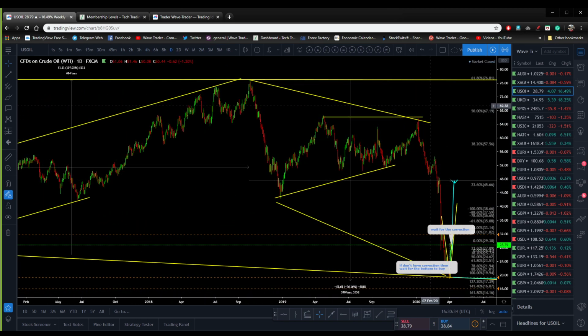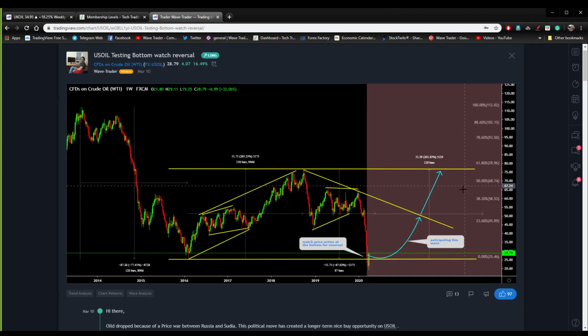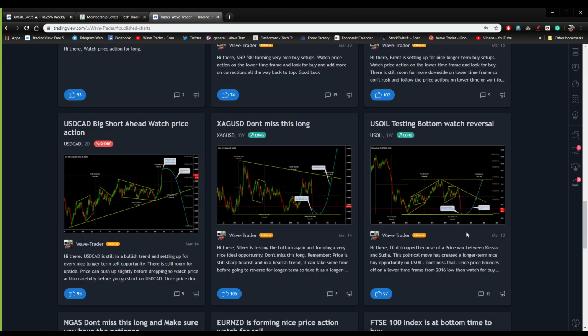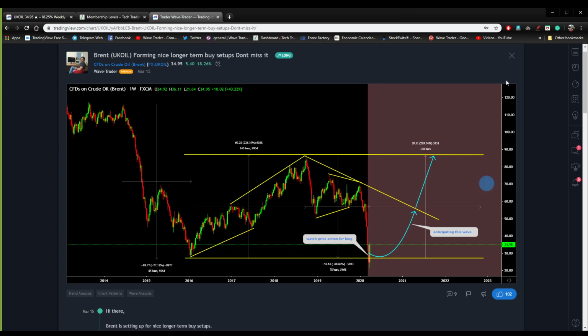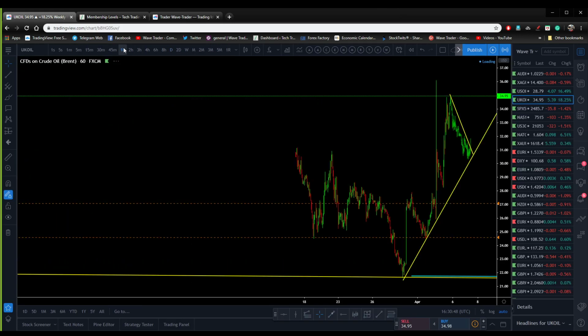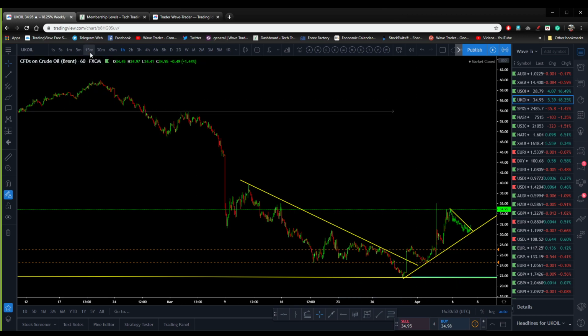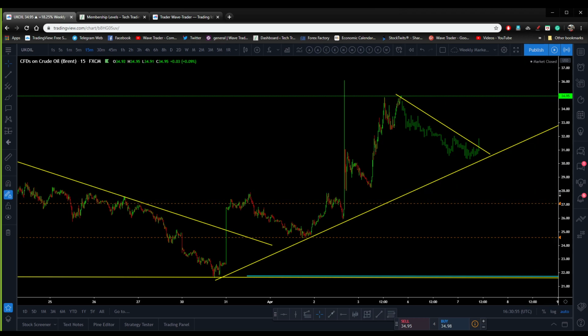So huge potential is going to be over there on US oil. UK oil or Brent, both are the same chart. We have seen a very strong, aggressive bounce off the bottom on this chart too. Nice price action. Let's go to the lower time frame. Same analysis: the deeper the correction, the better the entry you're going to have.